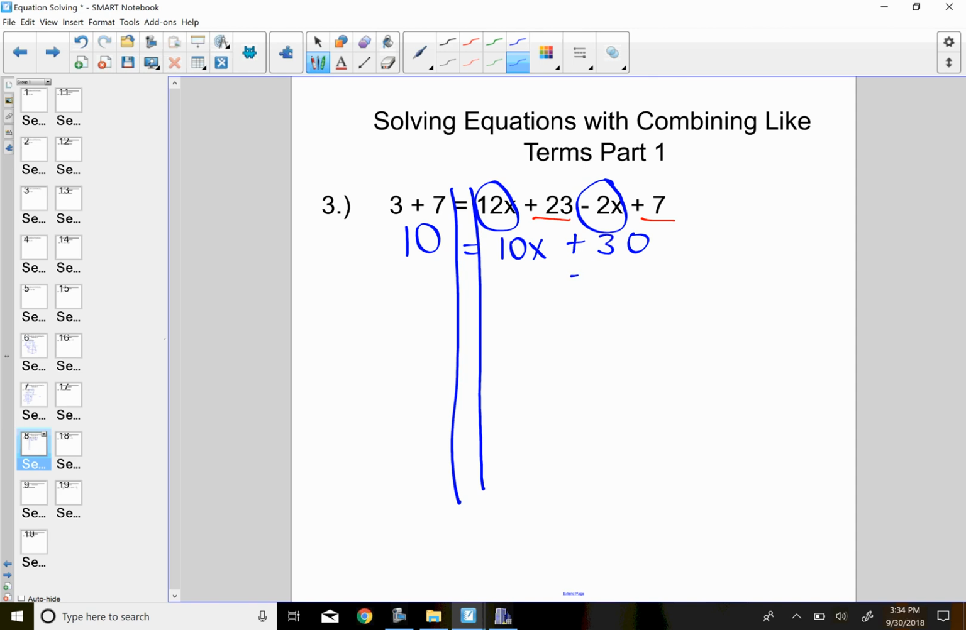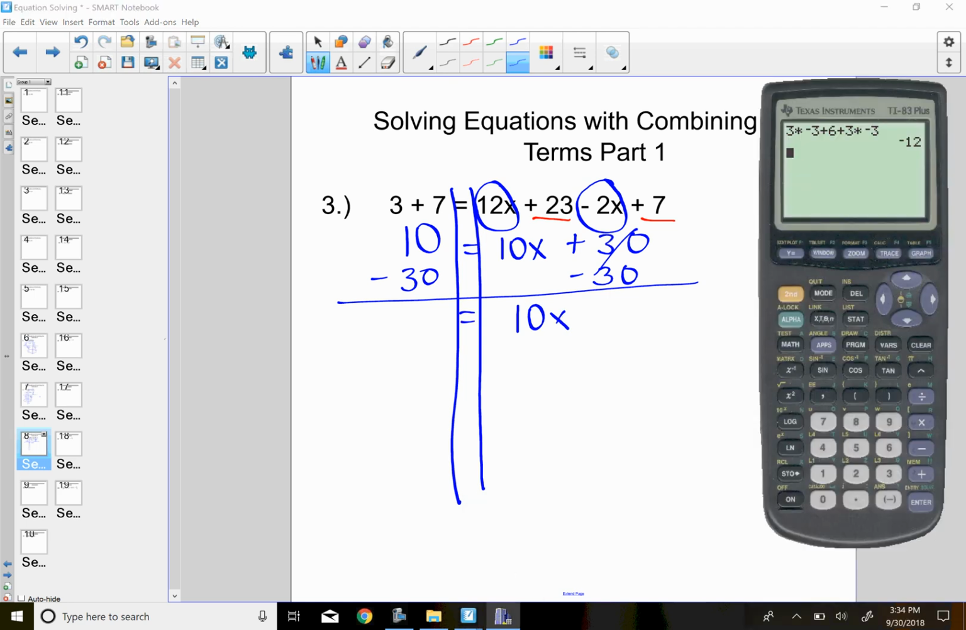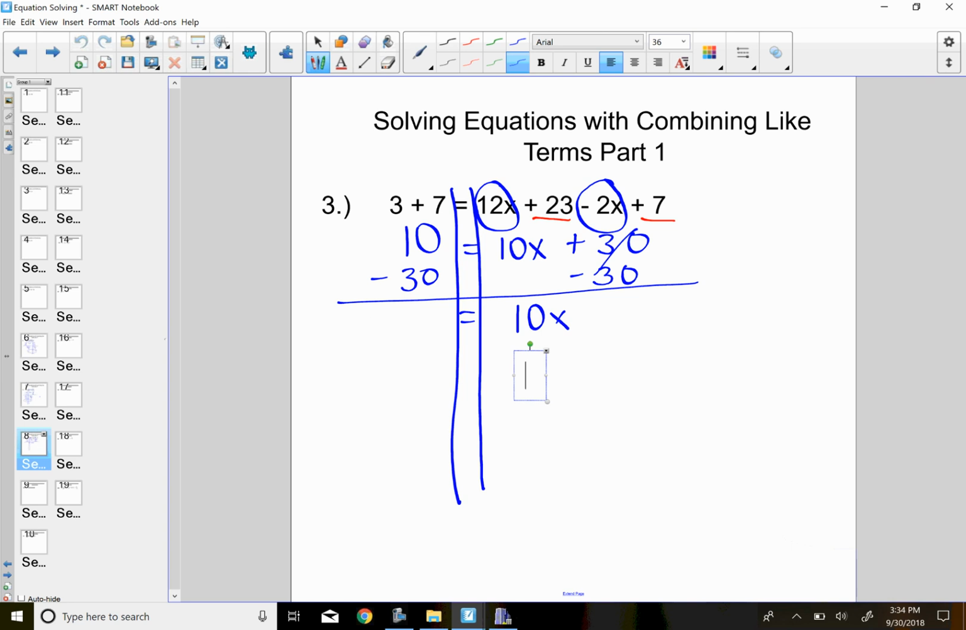I get rid of addition with subtraction. Okay, so I have 10x on the right, 10 minus 30. Practice using my calculator here. 10 take away 30, I'm going to be in the negative world, so I got negative 20. So negative 20 is equal to 10x.